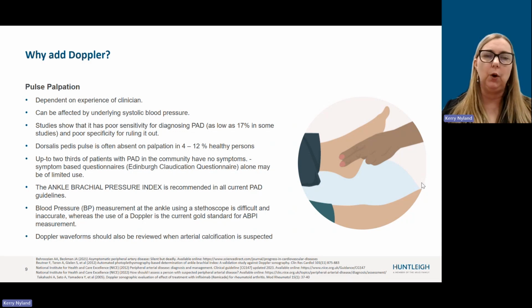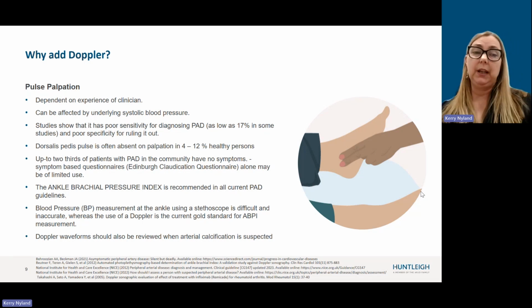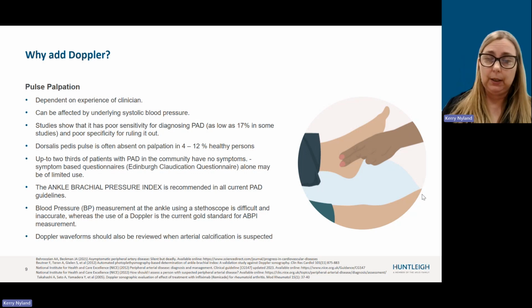Using a Doppler, though, is a more objective way of measuring, and the ABPI using a Doppler is the gold standard. You do still sometimes see people doing ABPI using a stethoscope. I've not personally ever tried that myself, so if any of you do that, it'd be interesting to hear your comments in the chat.